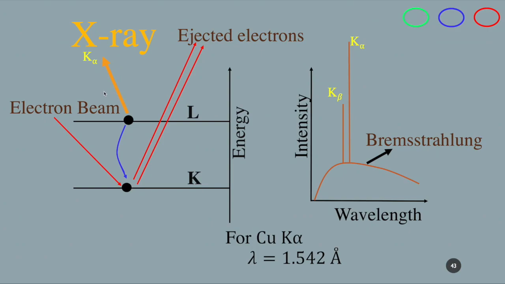This is a simple scheme to show the generation of X-rays, because all K lines arise from a loss of electrons. Electrons knock off an electron from the K shell, and it's ejected. Now to fill this vacancy, electrons from the L or higher shells can jump in, and in the process they release X-rays. If it jumps from the L shell to the K shell, it's called K alpha. Similarly, if it jumps from the M shell to the K shell, it's called K beta.